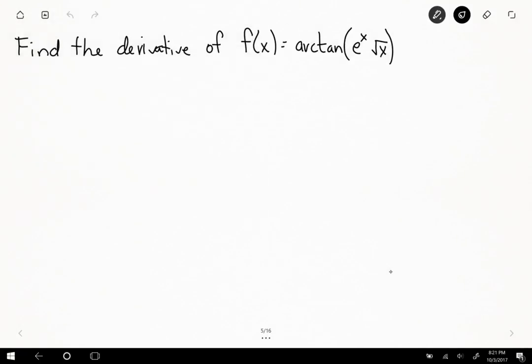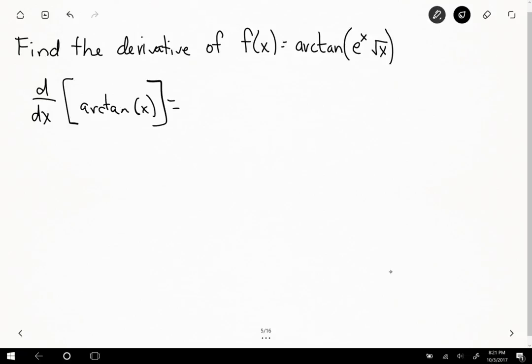What actually happens then? Oh, we're on to derivatives, the fun stuff. So find the derivative of f of x equals the arctangent of e to the x times the square root of x. So just in case we didn't know, let's have a refresher here. What is the derivative of the arctangent of x? Now notice we don't have an x on the inside, so that means we're going to need to use something else. But the derivative of arctangent of x is 1 over 1 plus x squared.